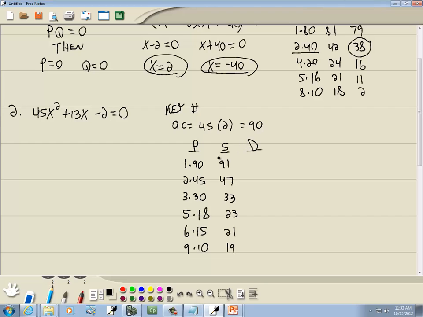Difference column, we subtract them, smaller from larger. 90 minus 1 is 89. 45 minus 2 is 43. 30 minus 3 is 27. 18 minus 5 is 13. 15 minus 6 is 9. 10 minus 9 is 1.